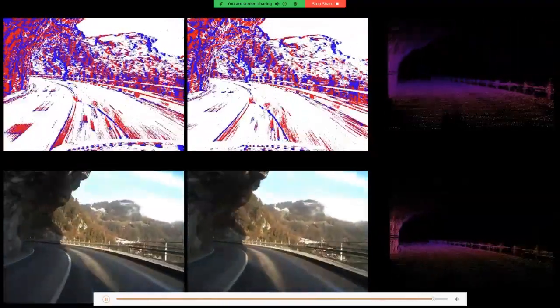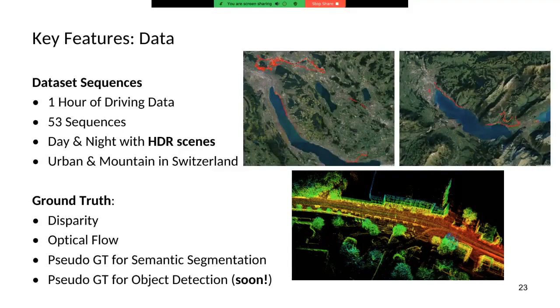So this is the data that we acquired over time. We did this in Switzerland, actually driving around for more than 1 hour, but the final data that we upload is 1 hour of data, more or less. In total, we spent 2 years on this, building everything from scratch, from data acquisition to data processing. It was really a lot of work. In the end, we also have ground truth for disparity and optical flow. In the meantime, we also have some pseudo ground truth semantic segmentation, and we're also working on object detection ground truth. That's not there yet.